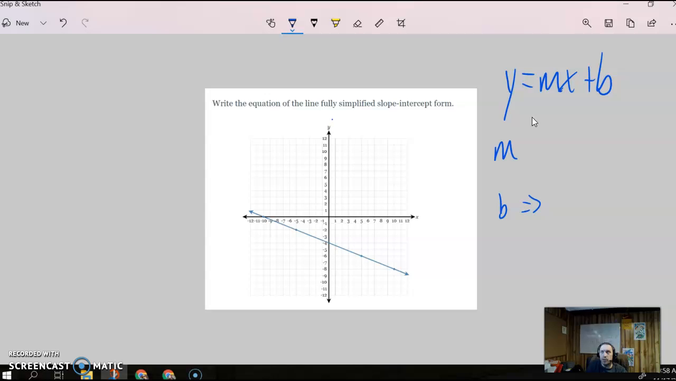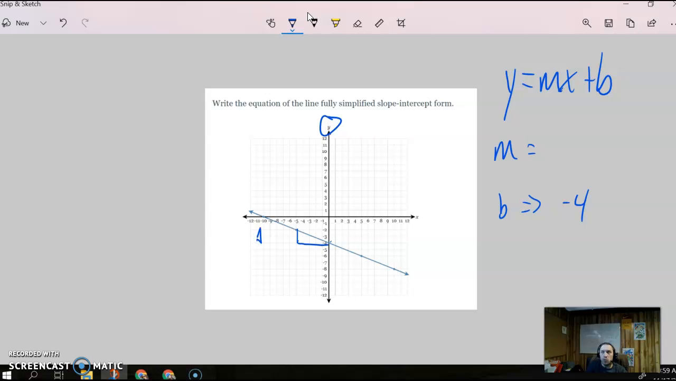Well, the y-intercept, we look at the y-axis. Can I see it on the graph? Boom, there it is. My y-intercept is -4. How do I find slope? Well, we find 2 lattice points. Here's one, and I make my slope triangle.